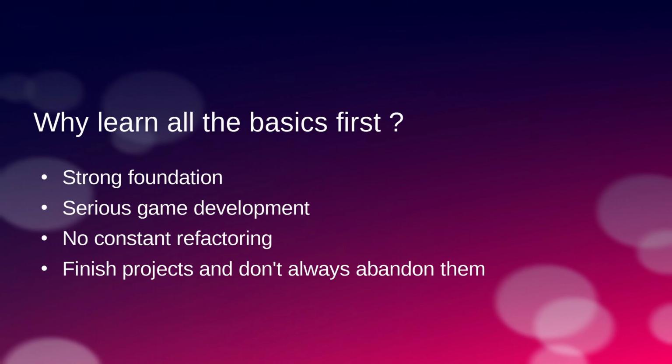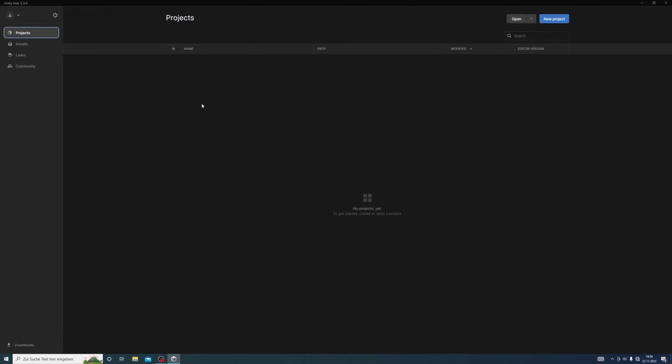Okay, so let's hop right into it. The first thing you want to do is download and install Unity Hub. After that, open Unity Hub and you will find yourself in this window.